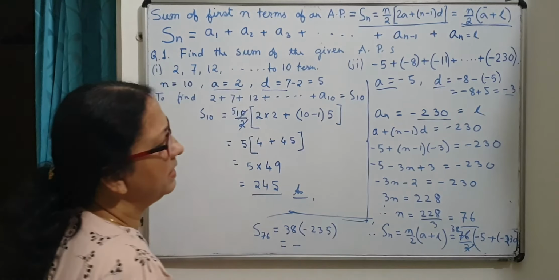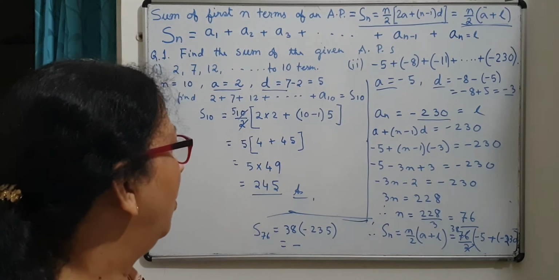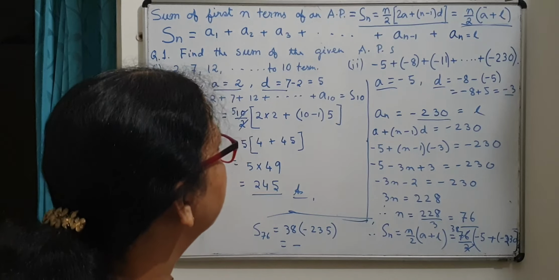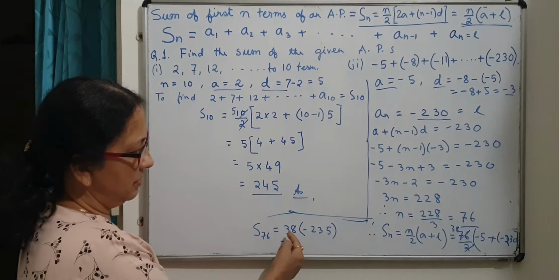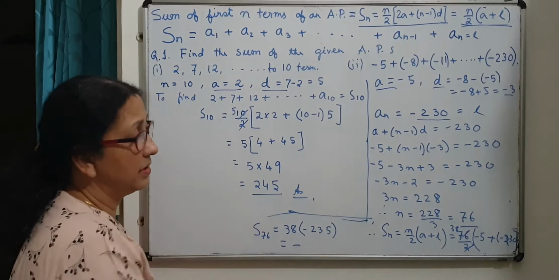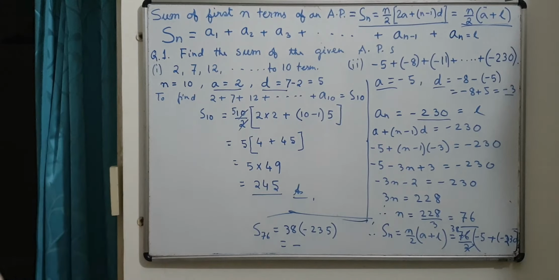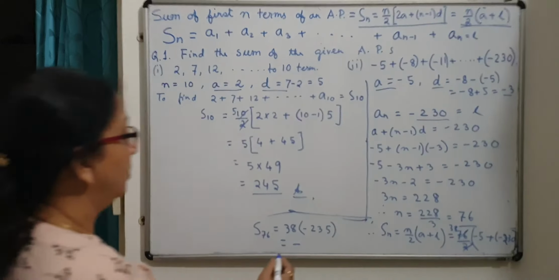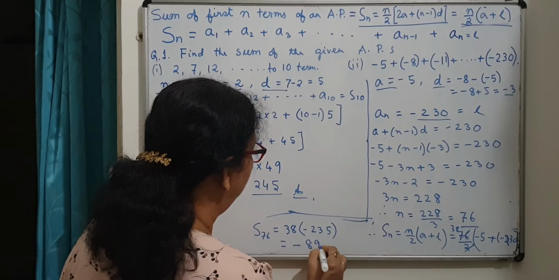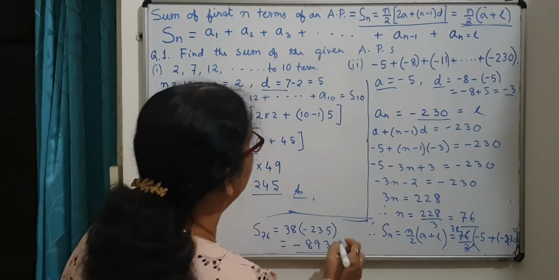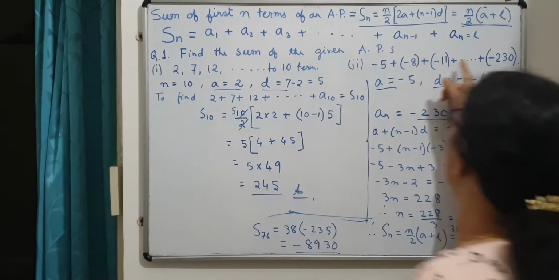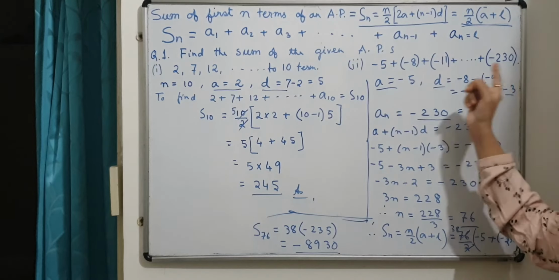And if I multiply 38 into 235, I'll be getting some answer. This into this, whatever it will be, that will be the answer. And if I multiply, I think the answer will be minus 8930. So that is the sum of this series. When we take the sum of this, it is also known as a series.